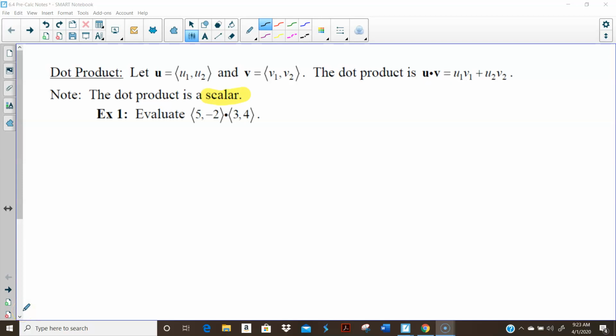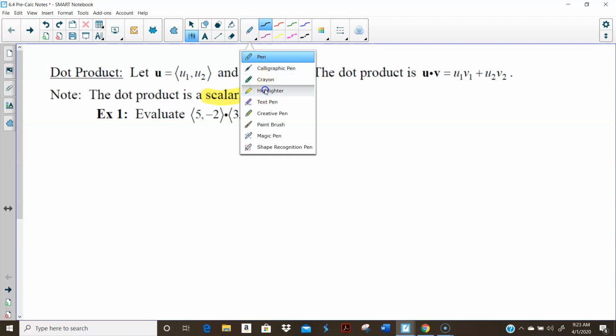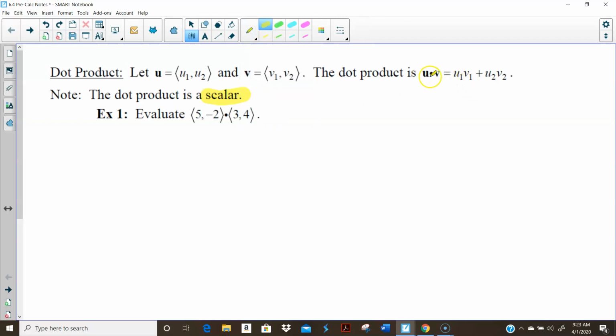Hello, today we're going to look at vectors and dot product. The dot product is vector multiplication. The answer is going to be a scalar. That's going to be just a number. So if you look up at the formula up here for dot product, u dot v is going to be u1 v1 plus u2 v2.